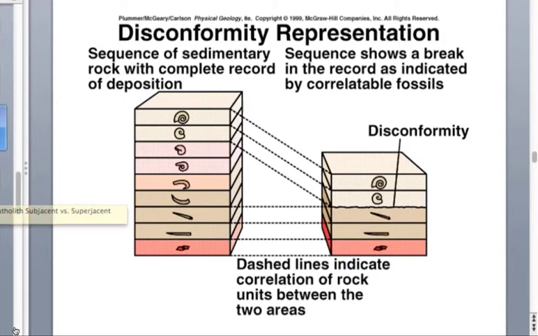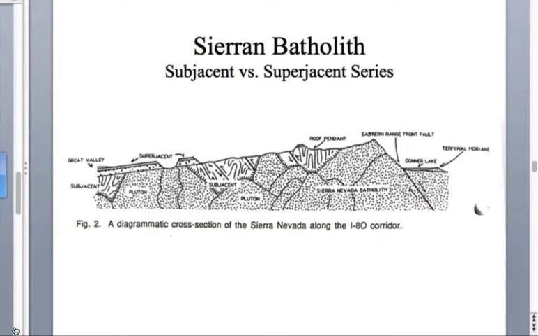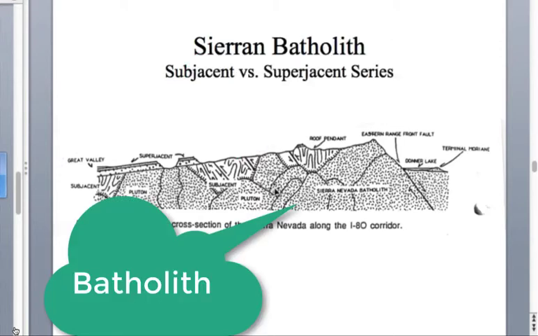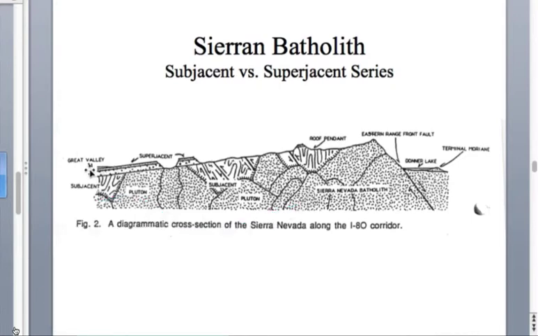Then for the Sierra batholith, like I was showing you earlier, note that here are the metamorphic roof pendants. Here is a batholith, and here are the plutons. And so remember, these formed at depth. Metamorphism and plutonism occurred at depth. And then this line right here is the Great Sierra Nonconformity. And you can see these gravels there would be the ore gravels, the gold-bearing gravels.